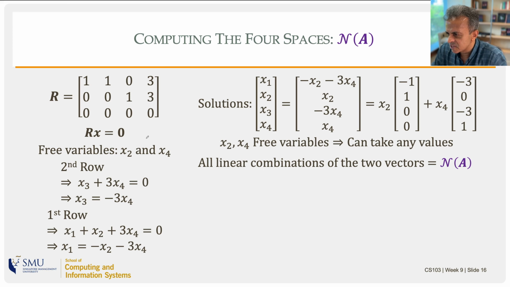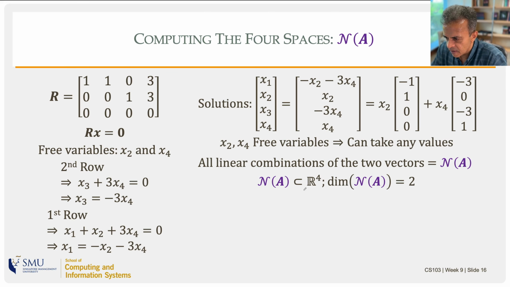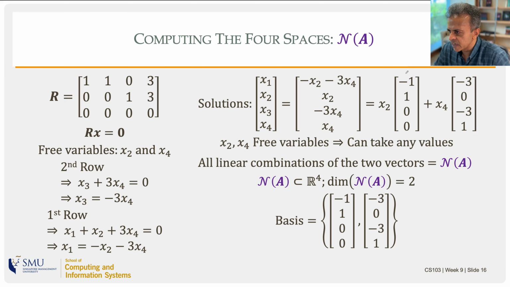So all such linear combinations will form the null space. What does that mean? Null space is a subspace of R4 because each vector has got 4 components. Dimension is 2 because there are 2 basis vectors, and the basis would be these 2 vectors. So this is one way of solving it.